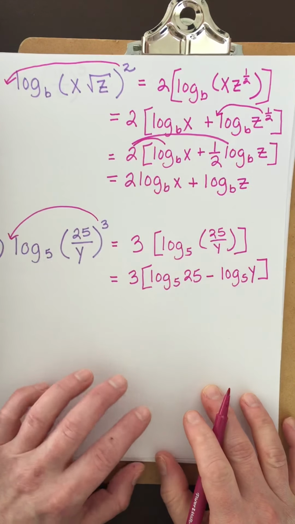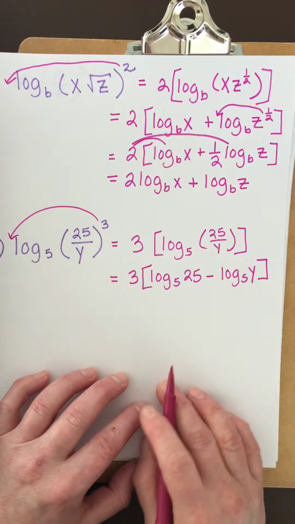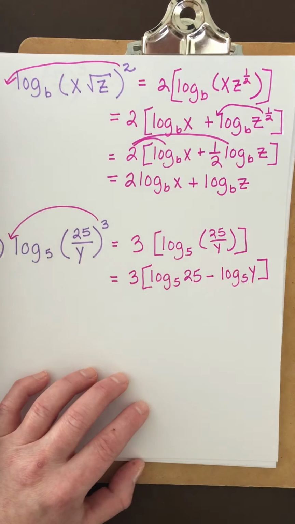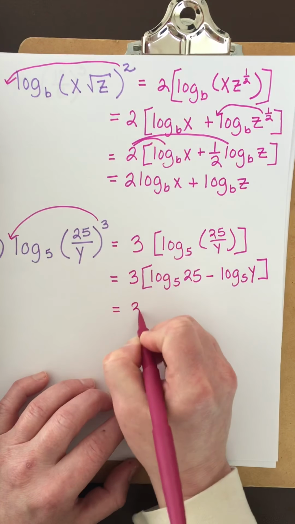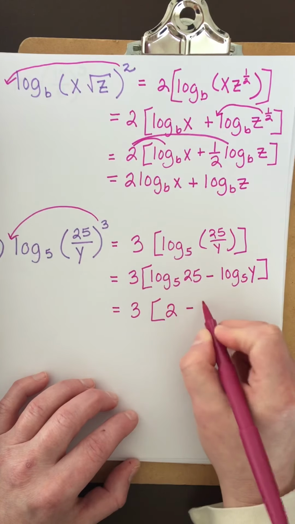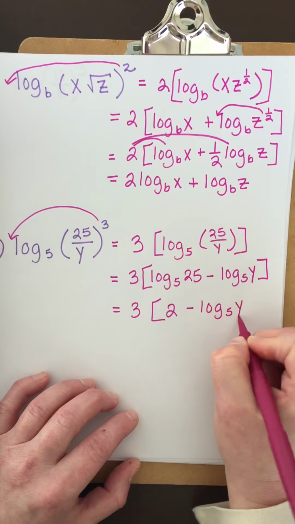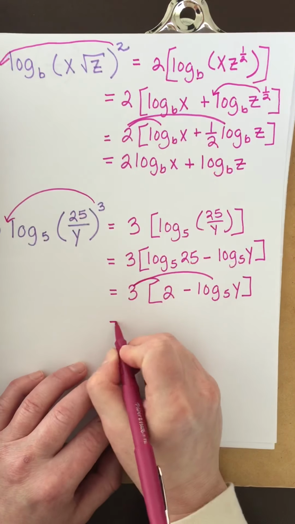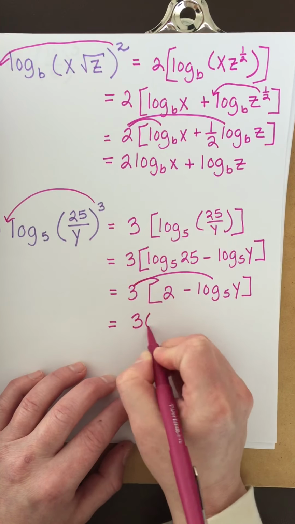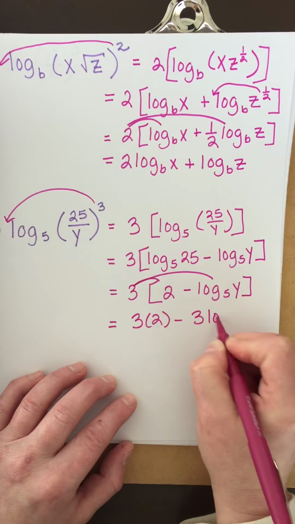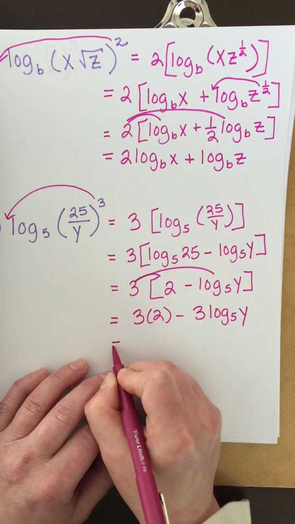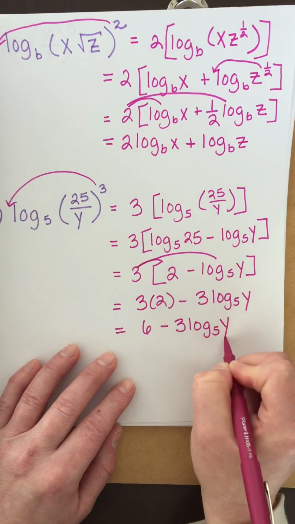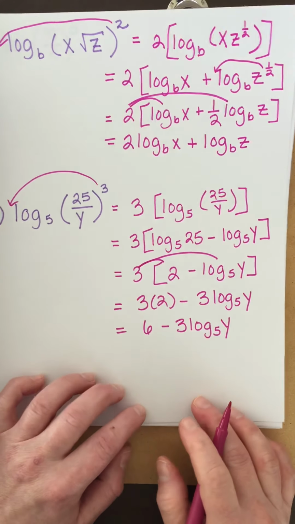And we can actually simplify this a little bit. The log base 5 of 25, we can evaluate that. What would the log base 5 of 25 be? 5 to the what gives me 25? 5 to the 2nd power gives me 25. And then we use the distributive property. And we'll have 3 times 2 minus 3 times the log base 5 of y. And 3 times 2 is, of course, just 6. And that's it for that one. I want to do one more.